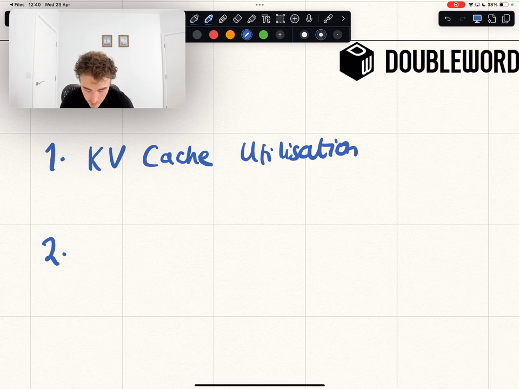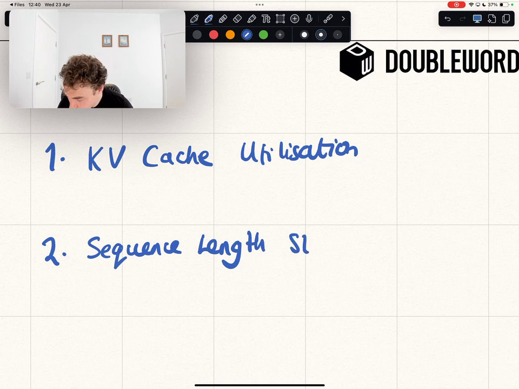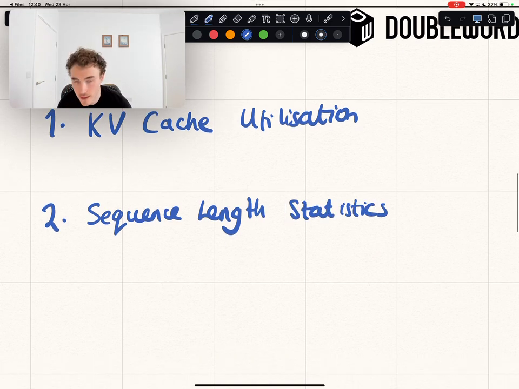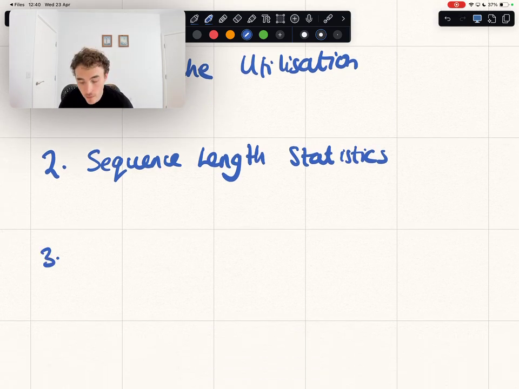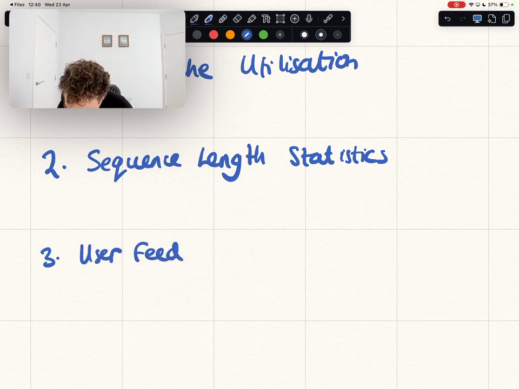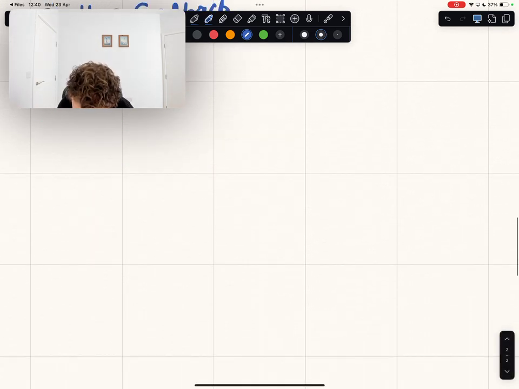We're going to look at the sequence lengths, both of incoming requests and model generations. And then finally, we're going to be looking at why we should be tracking user feedback. So let's jump in with the first one, KV cache utilization.